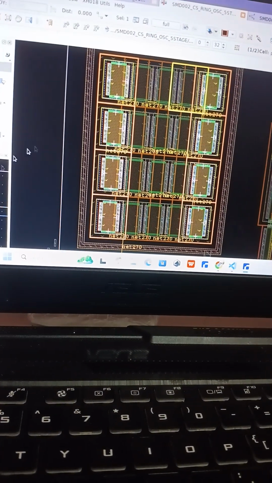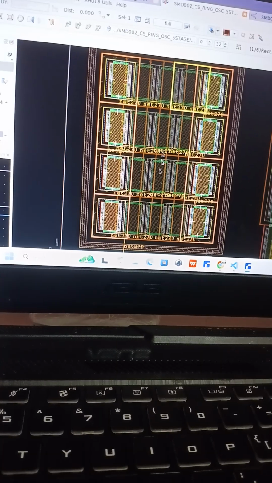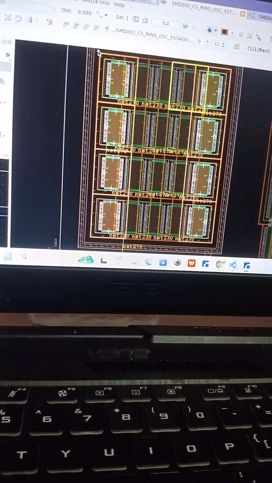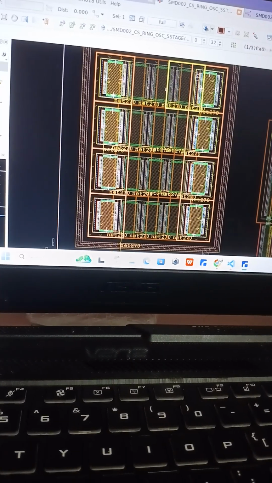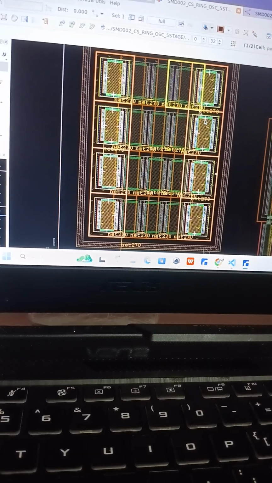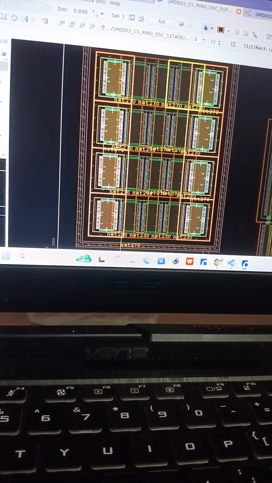And maybe you are asking why we are not putting it at the top and bottom. Actually, the etching effect is not very much at the top and bottom, so it will affect the edge or the side of the device more than the top and bottom, right? And yeah, this is the dummy.